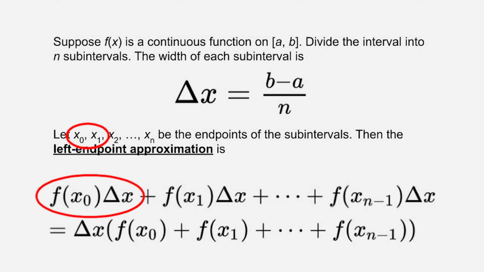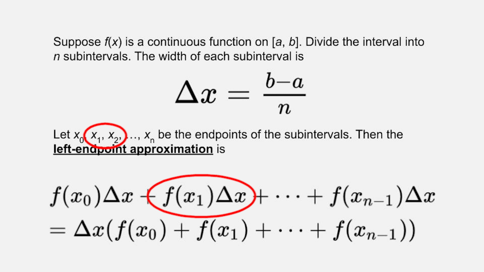And so if our first subinterval is from x0 to x1, we're using x0 as our endpoint for the left endpoint approximation. And so the height of that first rectangle is f of x0, because the height is the value of the function evaluated at x0. And the width of each subinterval is delta x, and so the area of the first rectangle is f of x0 multiplied by delta x. And we'll do the same thing for the next one.